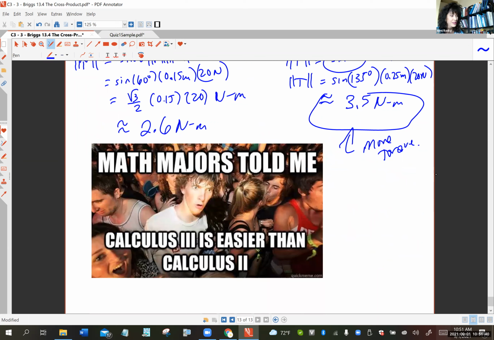I like this meme because sometimes students think that they can let down their guard in Calc 3, but not a good idea.